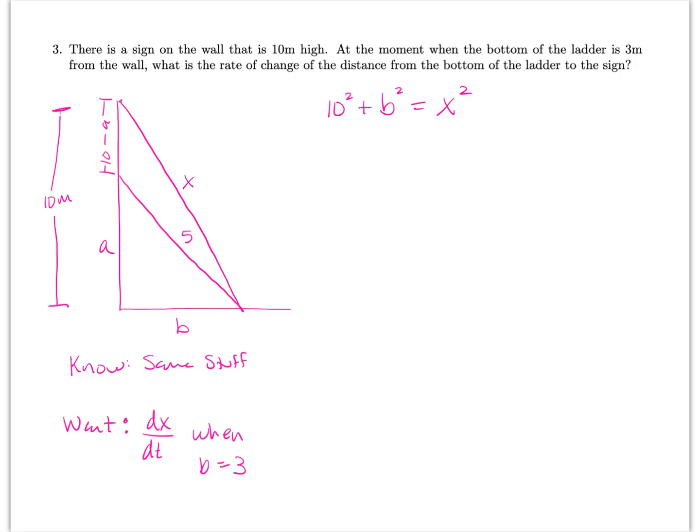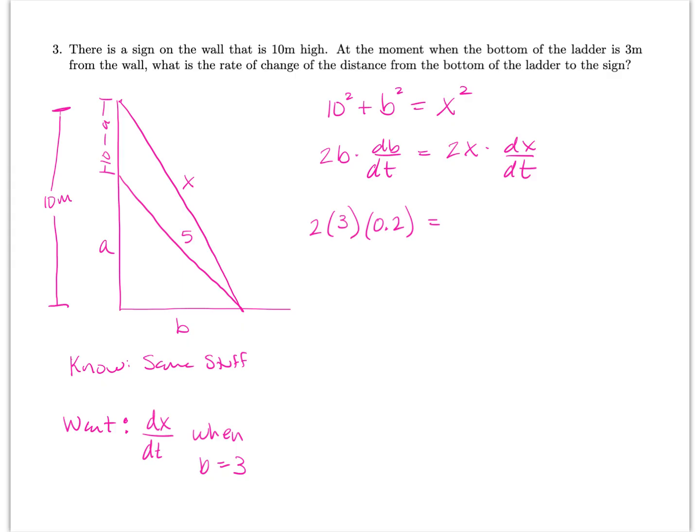So when I take d dt of both sides, the 10 squared, the derivative of it is 0. That goes away. And the derivative of b squared is 2b times db dt. And the derivative of x squared is 2x times dx dt. And then we plug in stuff we know and try to solve for stuff we want. So I'm interested at the moment in time when b is 3. db dt I know is 0.2.